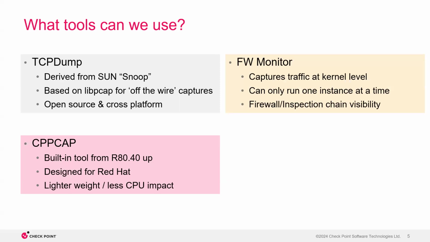Then you've got FW Monitor, which looks more at the kernel level. So you can only run it on firewalls, not on management servers. And this will give you visibility into the kernel and the inspection chain. So you'll see, and we'll get to it, some inbound and outbound items on different NICs and things like that.